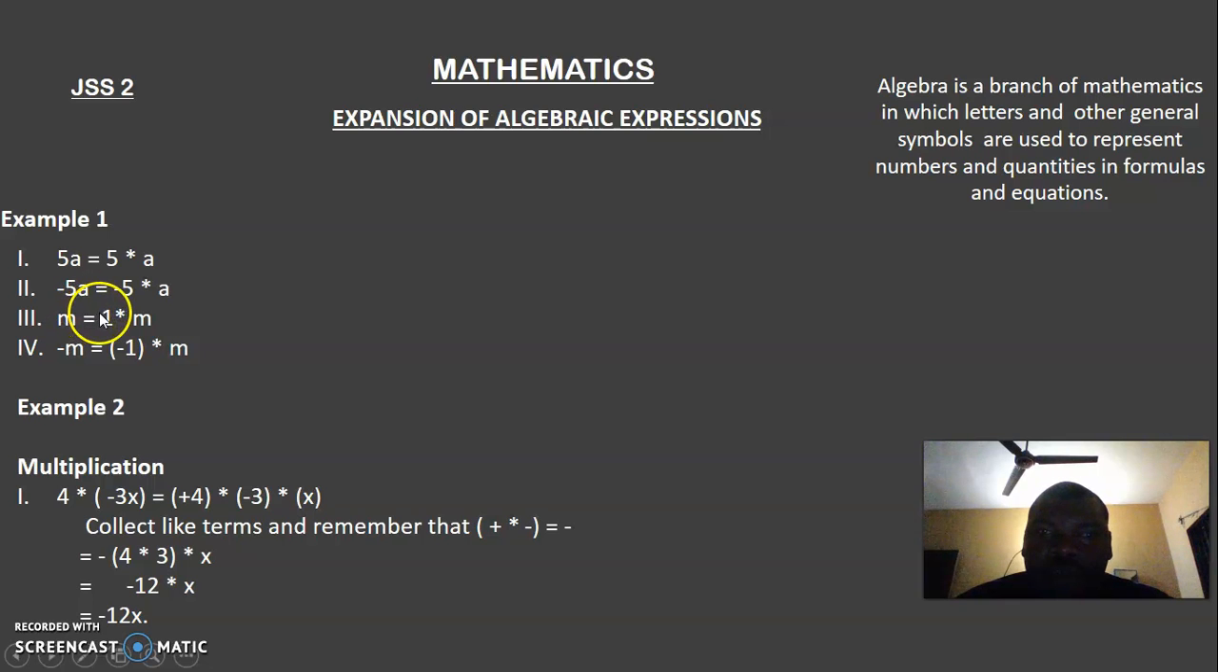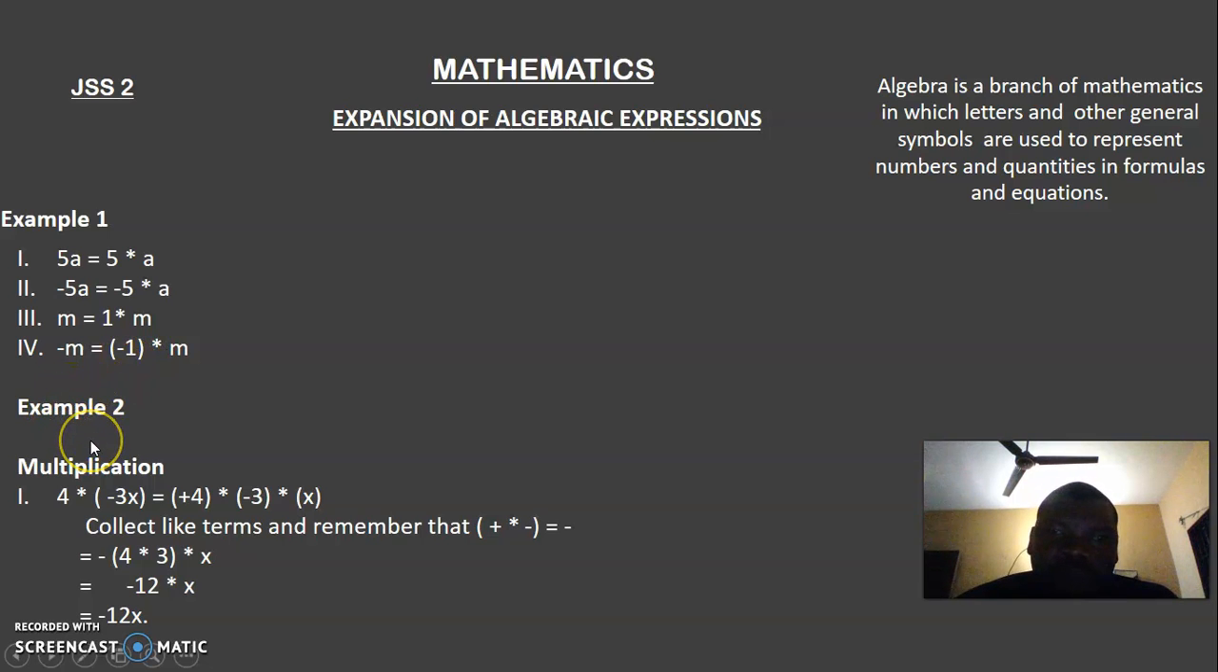M is equal to 1 times M. In algebra, this letter M here does not just mean M alone, it means 1 times M. That's the meaning of the M. Minus M now means minus 1 times M.